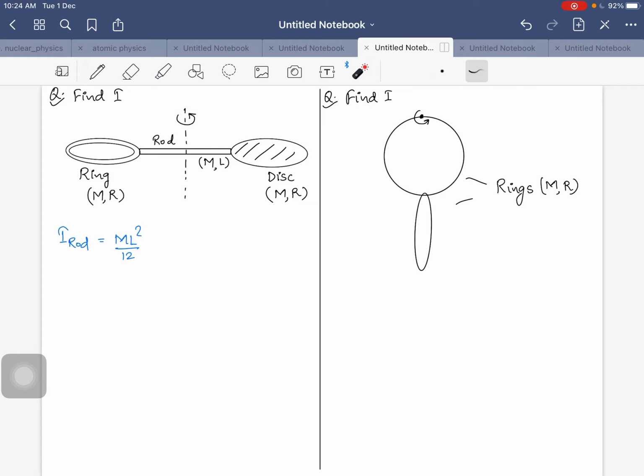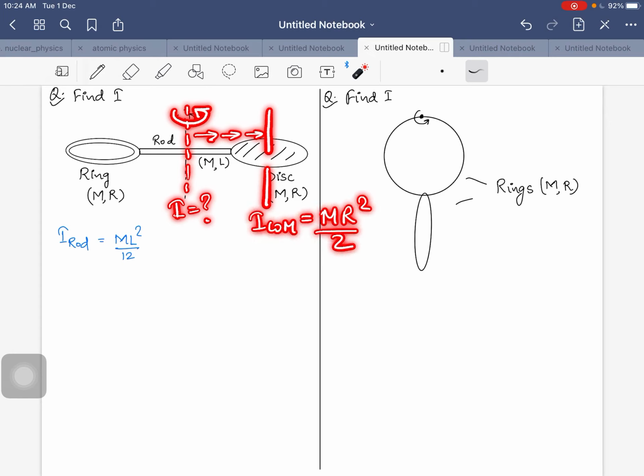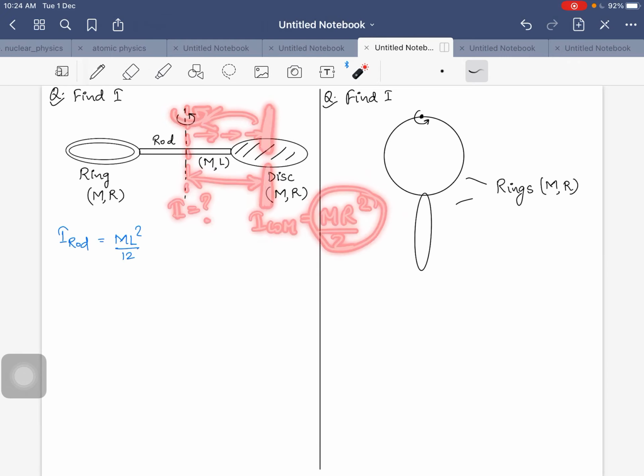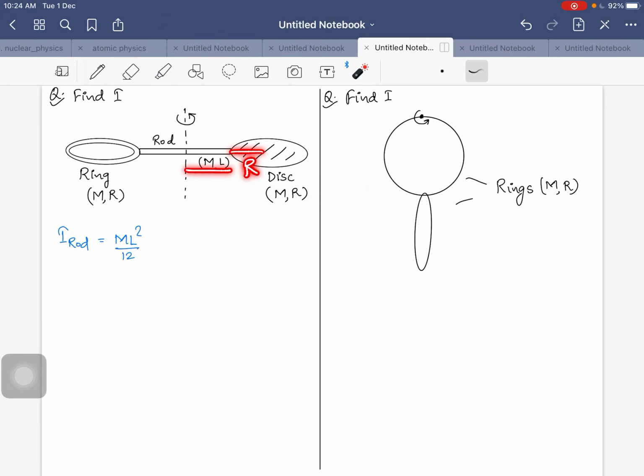About this, what we will do is, if this axis we displace and take it to the disk, it will become this axis. So if I want to get about this axis, it is nothing but I_cm for the disk, which is mr square by 2. For this axis we know, so from this to this we can apply the parallel axis. So what is this distance? L by 2 plus r, because this is the radius and this is L by 2.